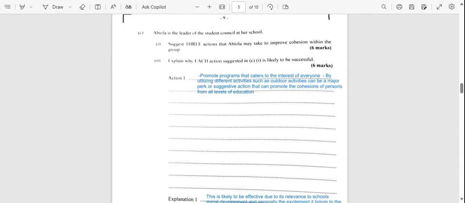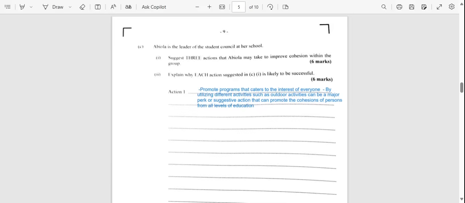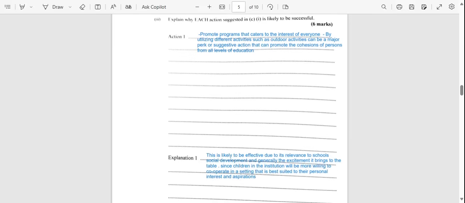So moving on to C, it says Abiola is the leader of the student council at the school. It says i. Suggest three actions that Abiola may take to improve cohesion within the group. ii. Explain why each action suggested in C i is likely to be successful. And one way you could do this is through promoting programs that cater to the interest of everyone. A good example of this is sports.